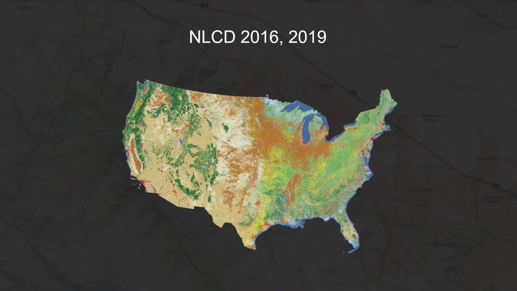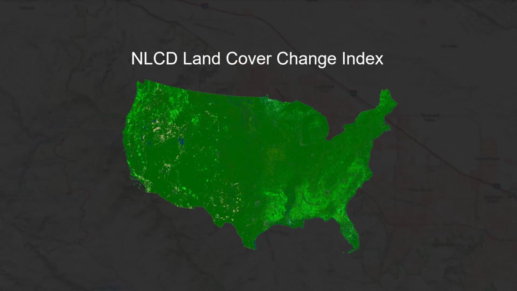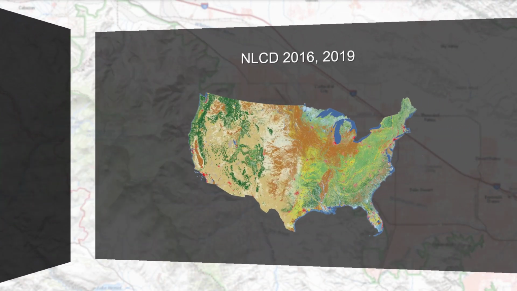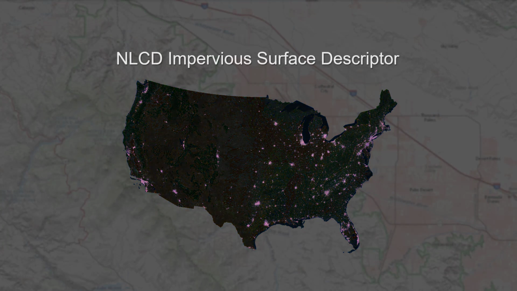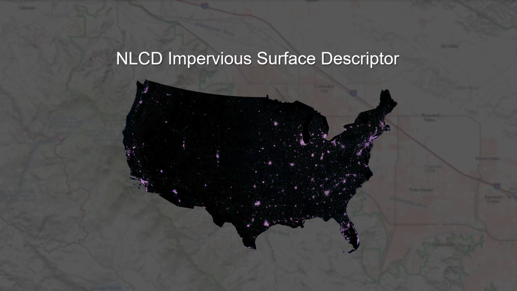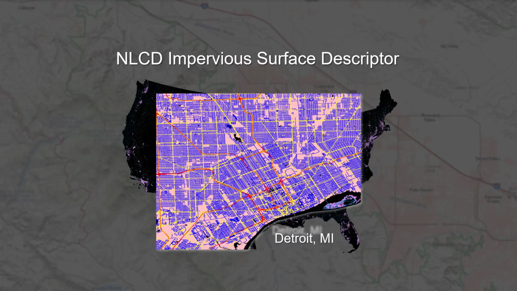A product incorporated for the NLCD 2016 and 2019 is the Land Cover Change Index. This index, displayed, provides a simple and comprehensive way to visualize change from all 7 dates of land cover in a single layer. NLCD 2016 and 2019 also offers an impervious surface descriptor product. This product identifies types of roads, core urban areas, and energy production sites for each impervious pixel to allow deeper analysis of developed features.